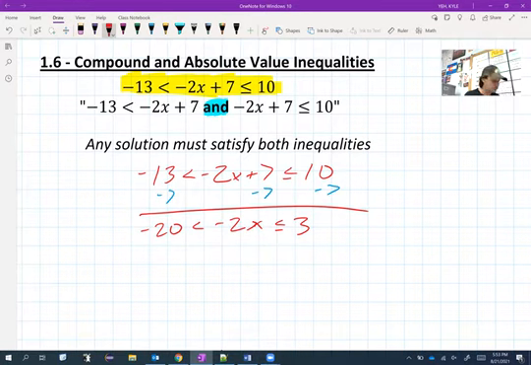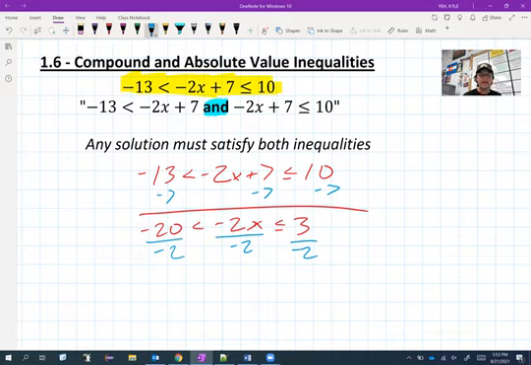I now need to divide by negative 2 to get x alone. So I'm going to do that, but I'm going to do that in all three parts of this inequality. And remember, with inequalities, when we're multiplying or dividing by a negative number, the sign does have to flip, right? And so what will we get? We will get positive 10 is greater than x, which is greater than or equal to negative 3 halves.